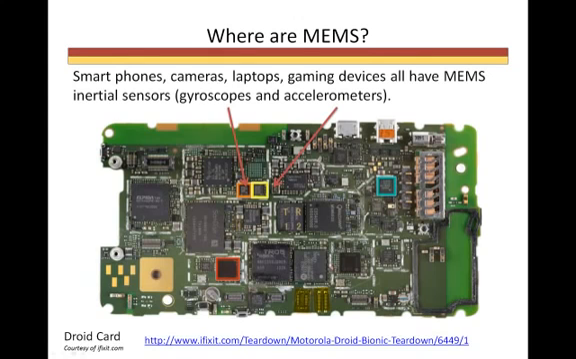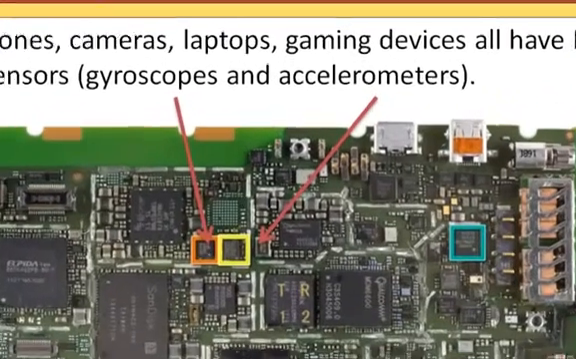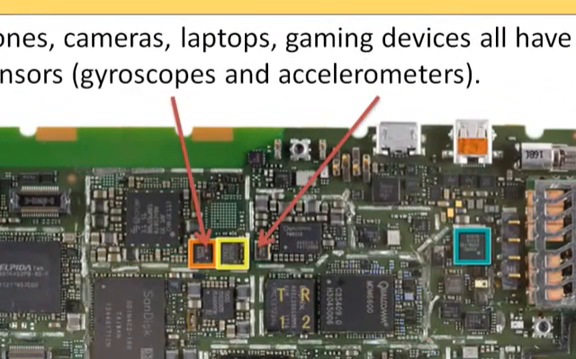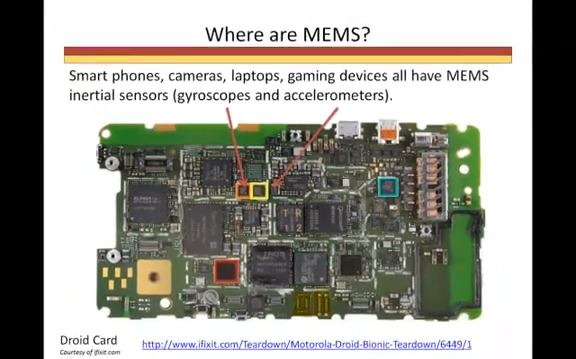So how do MEMS affect you? Where are they? Well, they're in your smartphones, laptops, iPads, gaming devices, and cameras. All of these devices have MEMS inertial sensors to sense rotation, tilt, sudden change in movements, and even the lack of movement. This is the circuit board for a Droid phone. The orange box shows the location of the MEMS gyroscope, and the yellow box shows the location of the MEMS accelerometer.